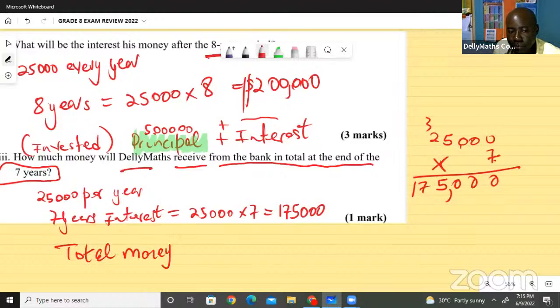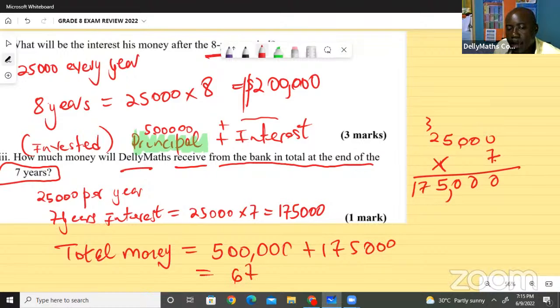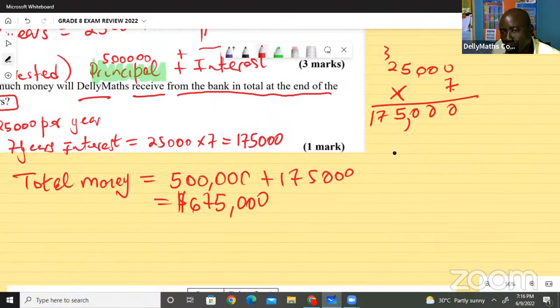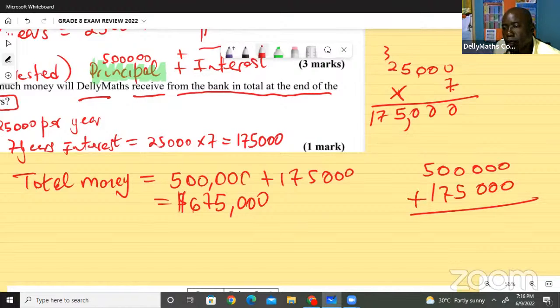Now the total money is going to equal the 500,000 that you would have from the beginning, plus the 175,000 that you call interest. It's going to equal $675,000. If you don't know how to work it out, you could work it out like this: 500,000 plus 175,000. Draw your line. 0, 0, 0, 5, 7, 6. So there it is, you would have gotten your 6.